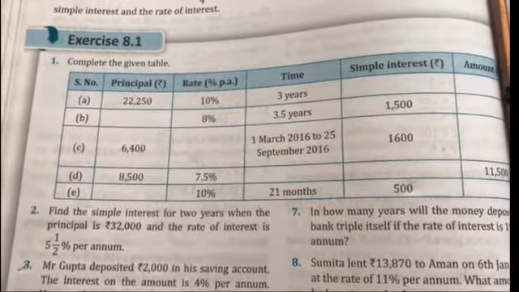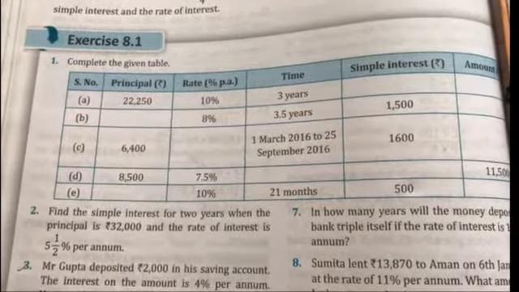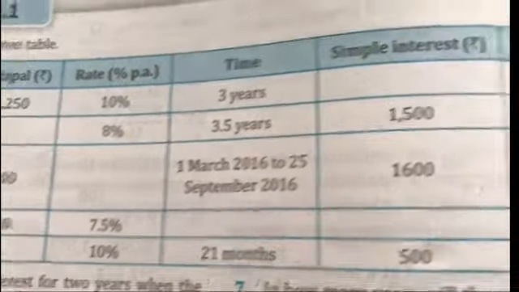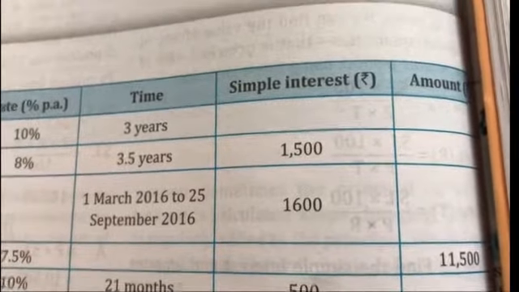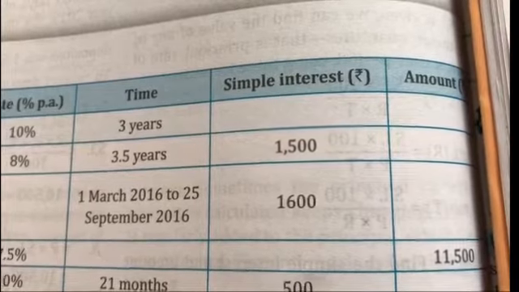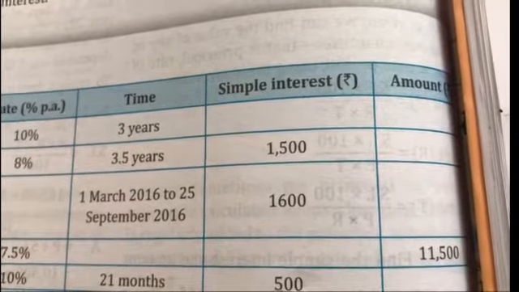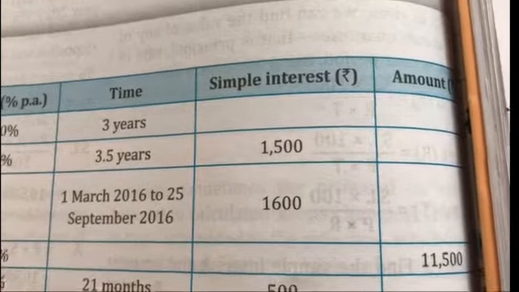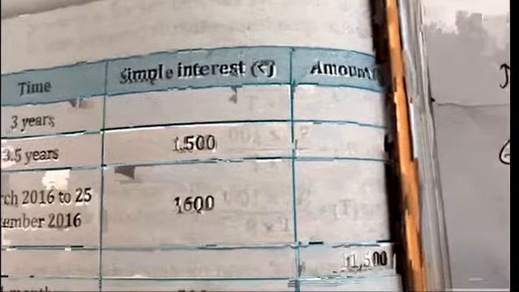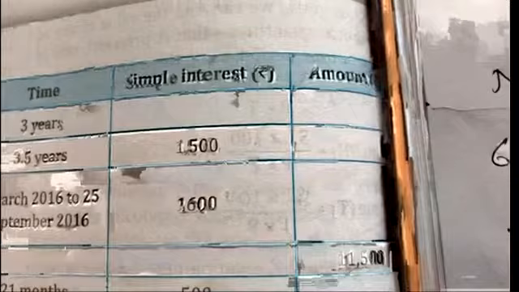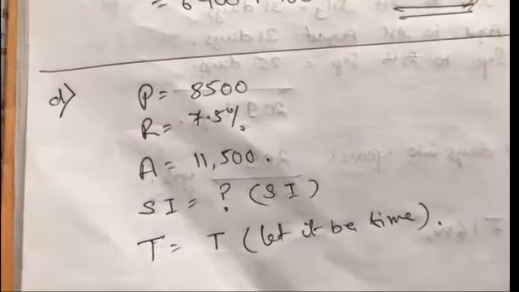Now coming to question number D, if you see in question number D, principal is 8500, rate is 7.5%, time is missing, SI is missing. Now this is critical. When time is also not there, SI is also not there, you will not be able to put the formula SI is equals to PRT by 100, because we cannot have two unknown terms. But the good thing is amount is given as 11,500. So first of all, if you see here, time is missing, SI is missing.